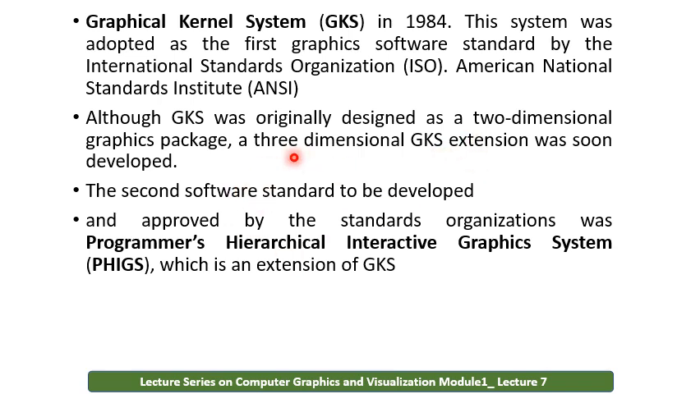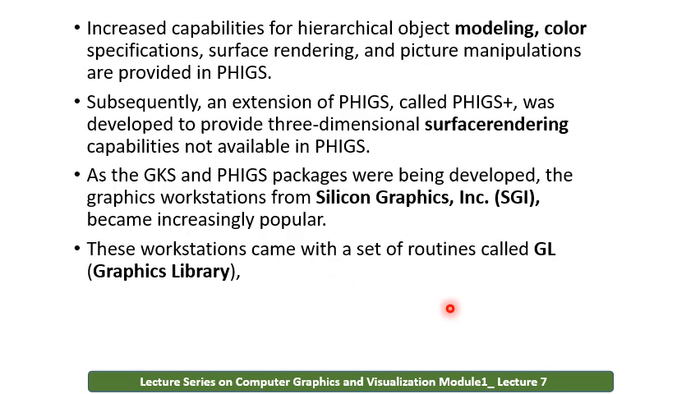The second software standard to be developed and approved by the standards organizations was PHIGS, that is Programmer's Hierarchical Interactive Graphics Standard, which is an extension of GKS. Increased capability for hierarchical object modeling, color specification, surface rendering and picture manipulations are provided by PHIGS. Subsequently, an extension of PHIGS called PHIGS Plus was developed for three-dimensional surface rendering, which has the capabilities available in PHIGS itself.